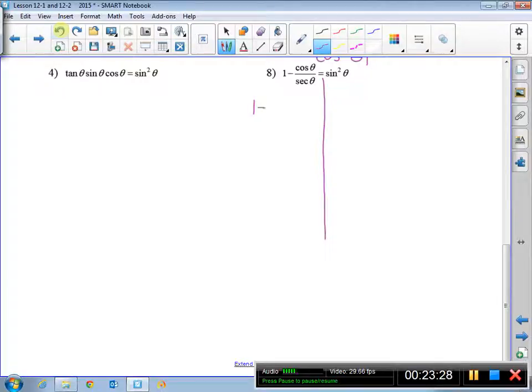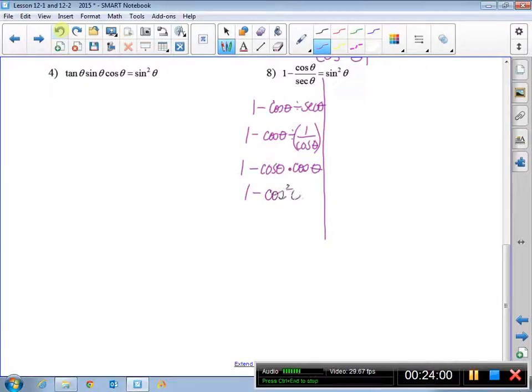I have 1 minus. I'm going to write it as division. Cos divided by secant. So this is 1 minus cos divided by 1 over cos, because secant is 1 over cosine. Now I have 1 minus cosine times the reciprocal, which is cosine. So be real careful when you're writing these. Go slow with that division, and you'll end up being very successful.